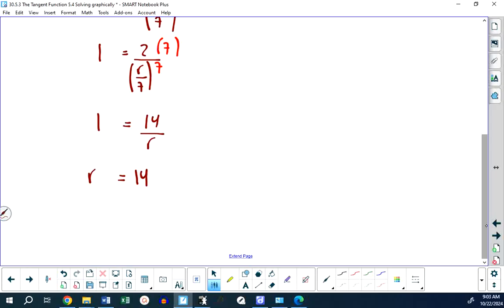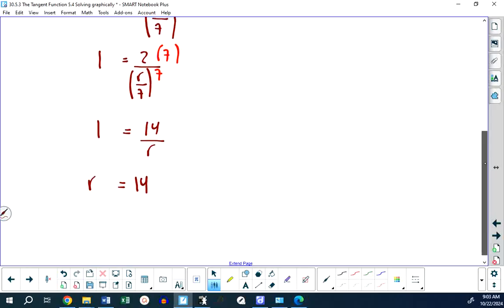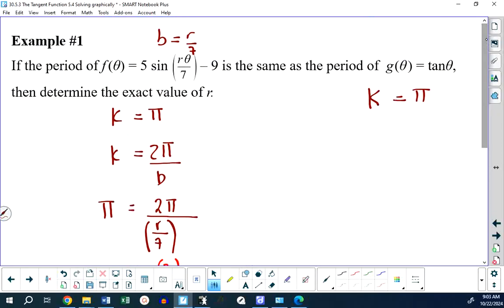Maybe I misread you, but how many of you understand that in order to go from a period of 2 pi for sine to a period of pi, b has to be 2? 2 pi over 2 would give you pi. What that means is r over 7 has to give you 2, so r has to be 14.